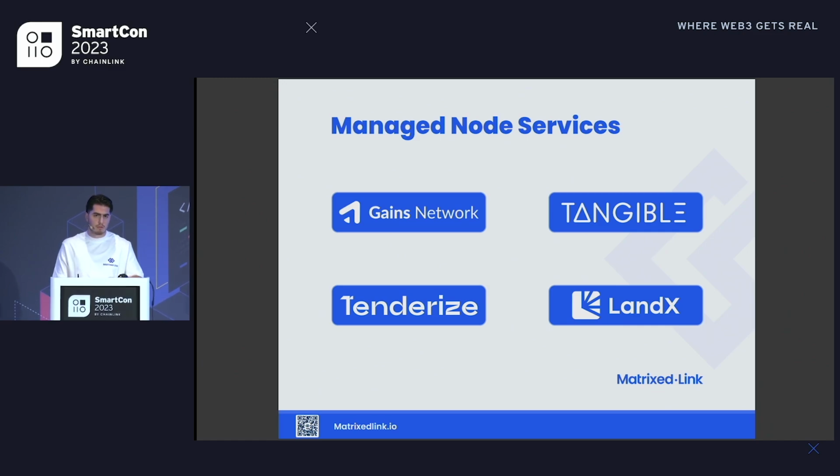Our managed node services is a service where we run the whole Chainlink node infrastructure, build your custom solution, and then integrate Chainlink services into it and bring your data on-chain or enable your use case in general.